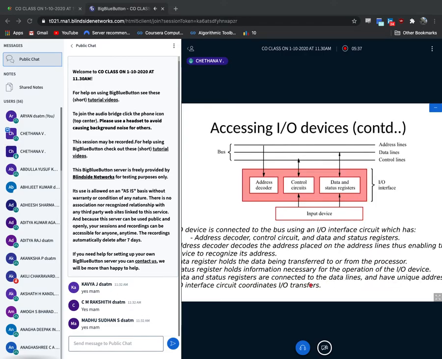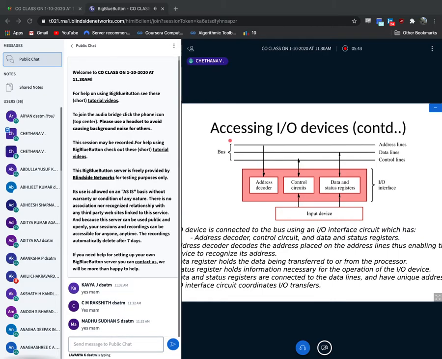I think you're able to see this slide, isn't it? You're able to see this? Yeah, this is it. Okay, the same bus only.